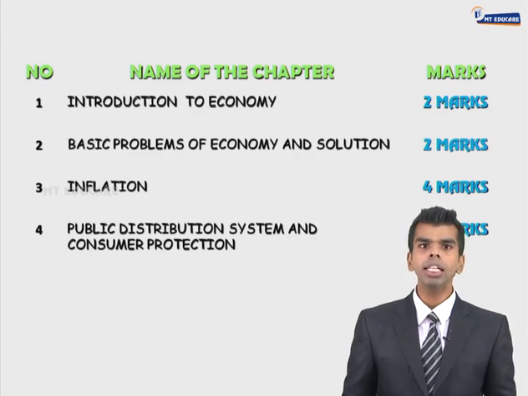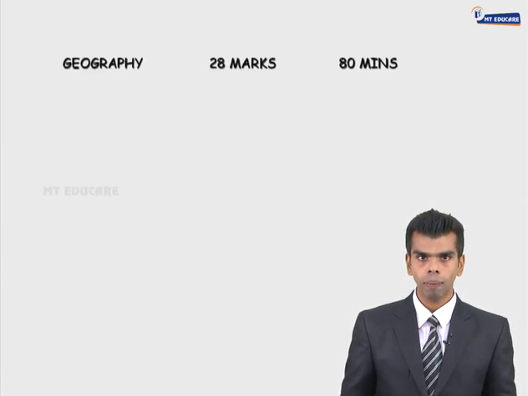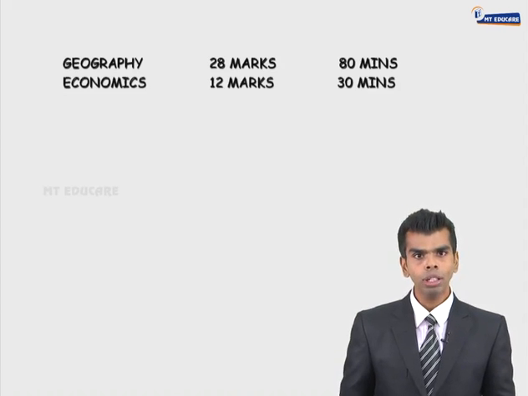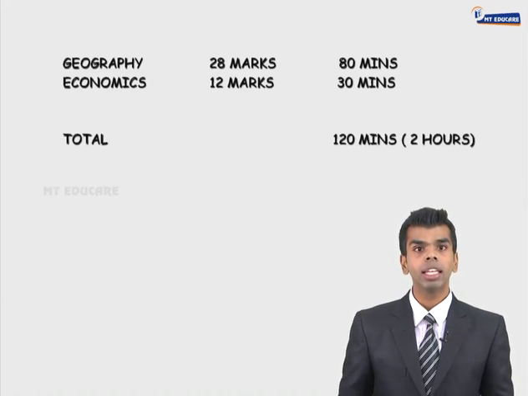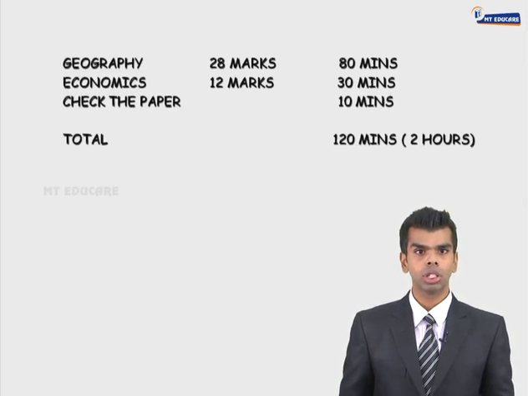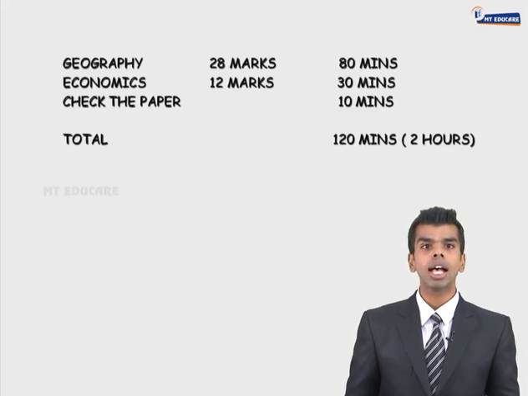Now, if I compile the entire paper of geography and economics, geography is going to be 28 marks. For these 28 marks, I told you you have 80 minutes. Economics is going to be 12 marks, and for these 12 marks we have 30 minutes. Right now we had seen that geography economics was a 2 hours paper, 40 marks. That means nearly we have 10 minutes in our hand to do what? To check the paper.